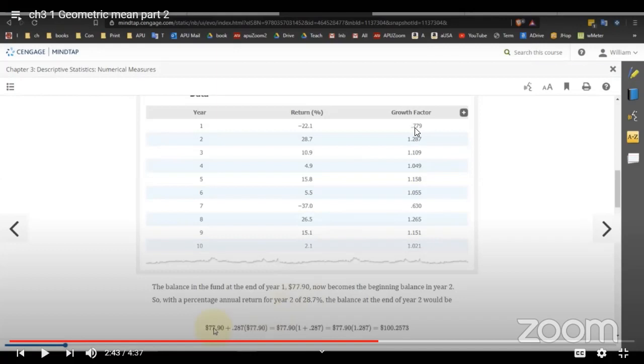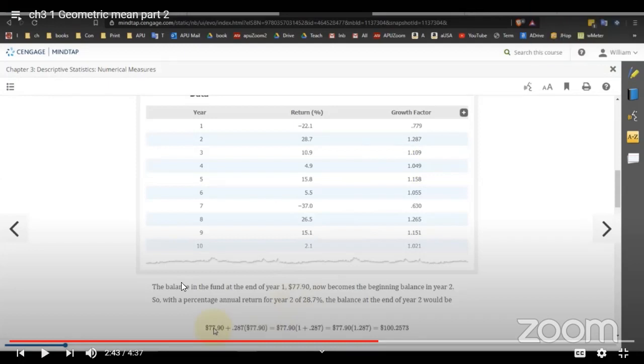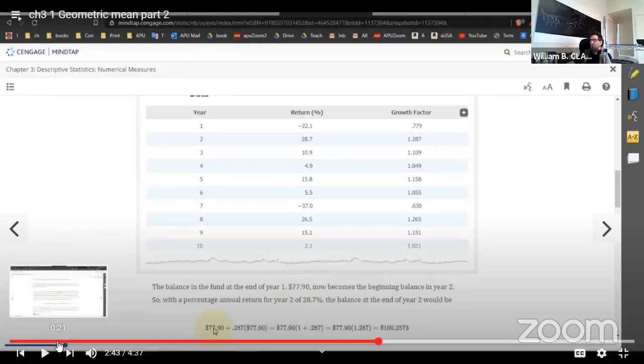Yeah, we just said it was worth $77.90. Now it's going to increase from there by this amount. So how much is it worth? We have to do the calculation. It's going to be this number times this number, right? Times 100, right? Does everyone follow that? So it's going to be the $77.90, and that's going to increase. So we're going to multiply the $77.90 by 1.287. Does everyone follow that?